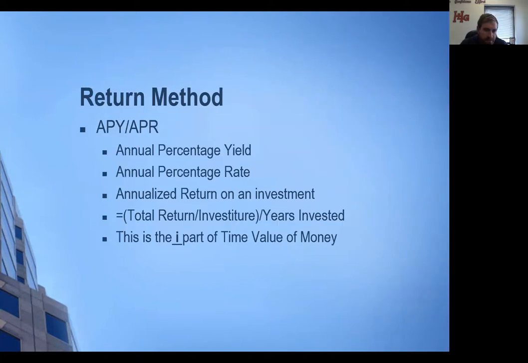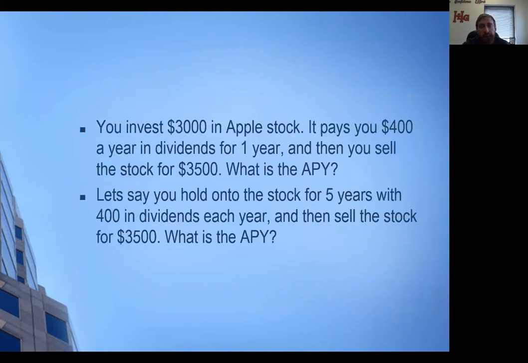Return methods, annual percentage yield and annual percentage rates. A simplified way of understanding this, even though it's not going to get us to the 100% accurate way, is to take your total return, again, how much money you've made in an investment, divide it by your starting point, divided by the years invested. And this, of course, is the I part of the time value of money.